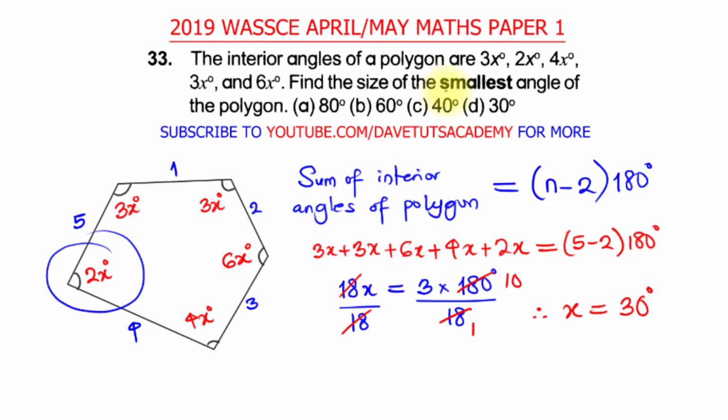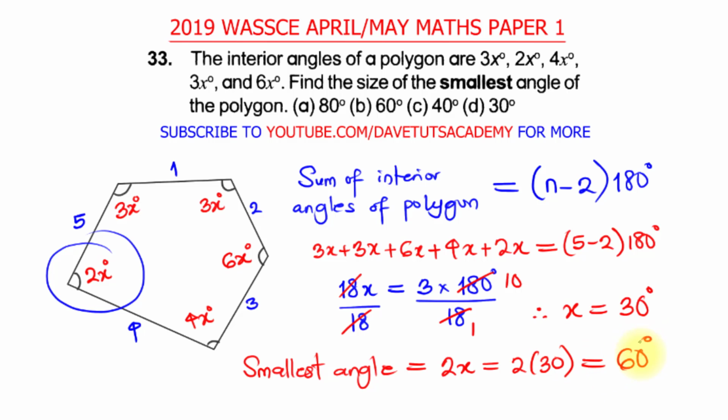We are told to find the smallest angle of the polygon, and like I identified before, the smallest angle is 2x. So we can say the smallest angle of this particular polygon is 2x, and that is 2 times 30, and 2 times 30 is 60 degrees. So the correct answer to this question is 60, and we can see option B is the correct answer. Don't make the mistake of picking D, that's quite wrong. Option B, 60, is the correct answer to this question.